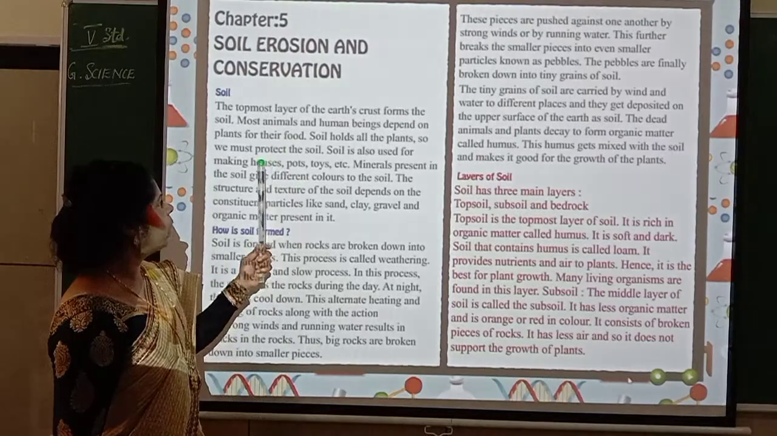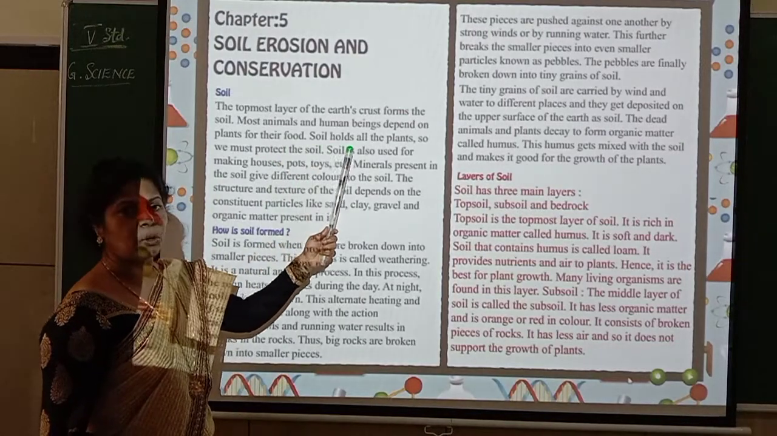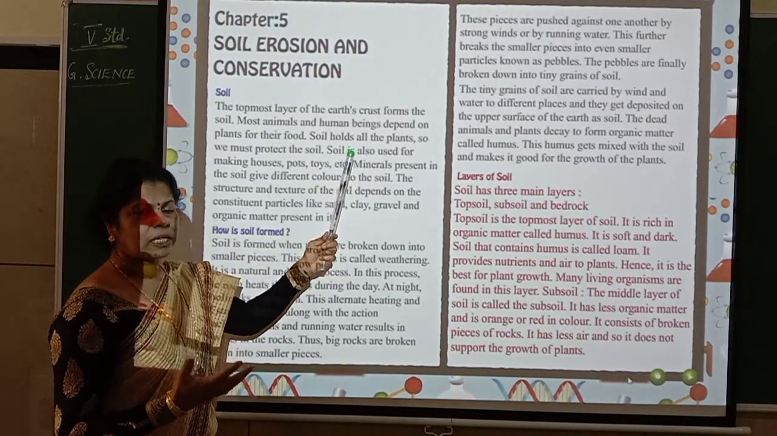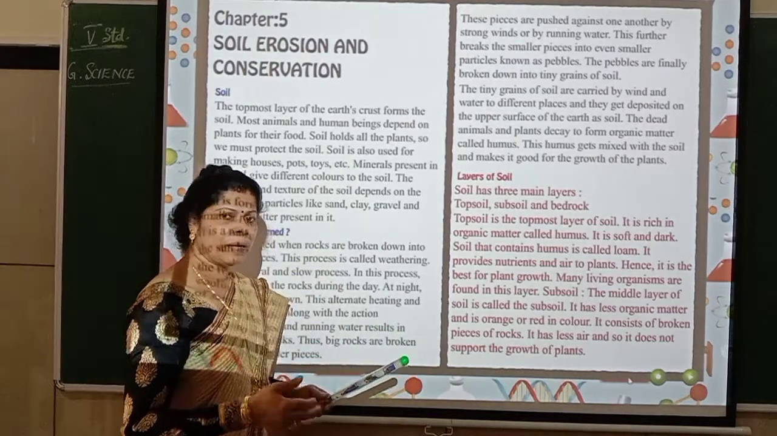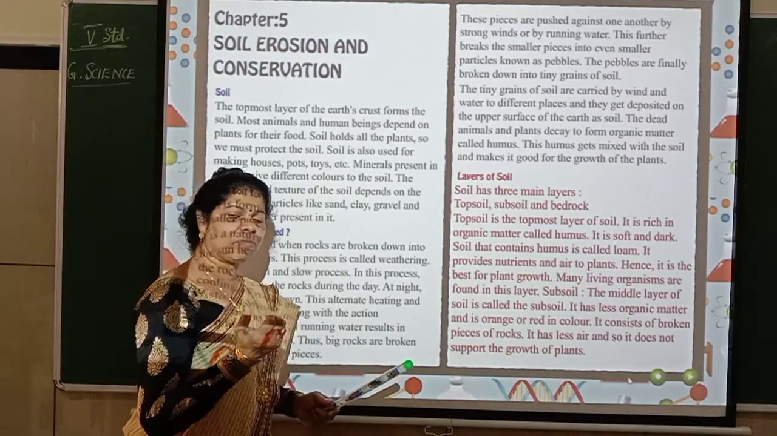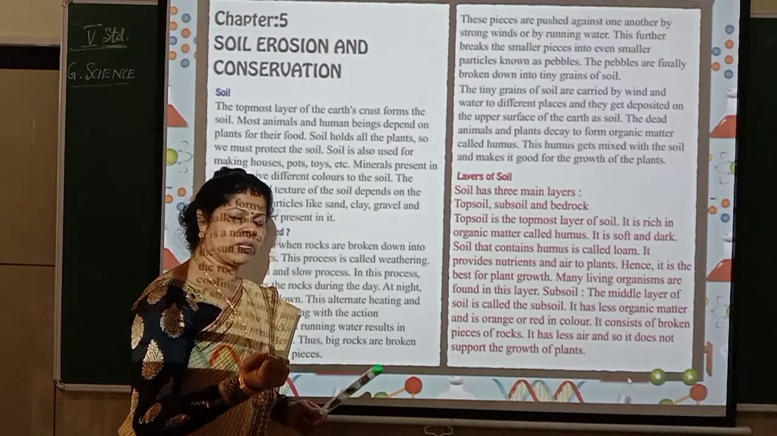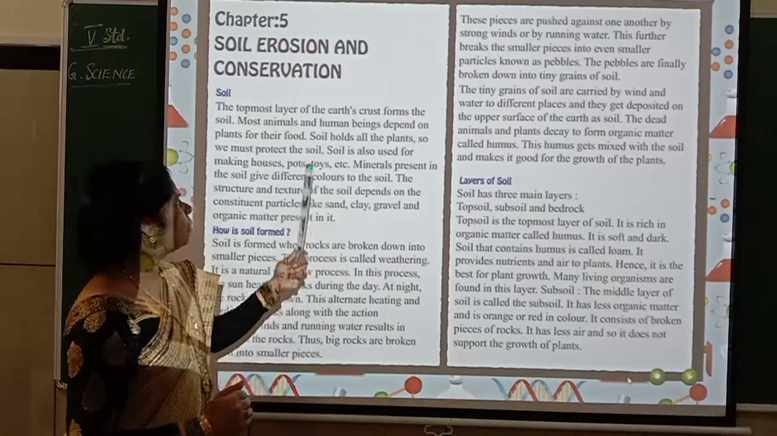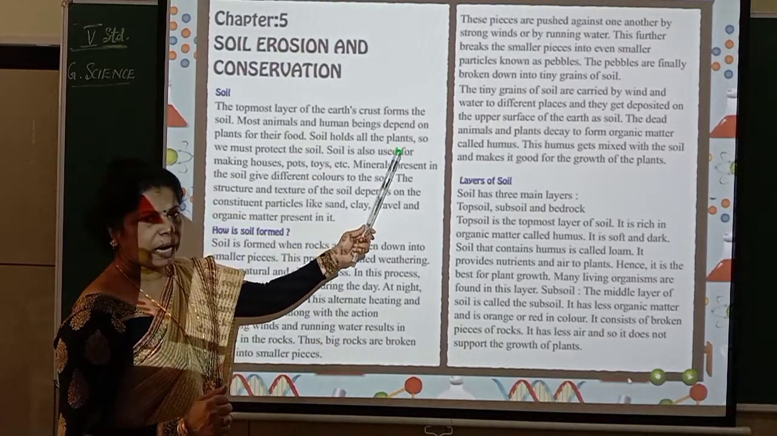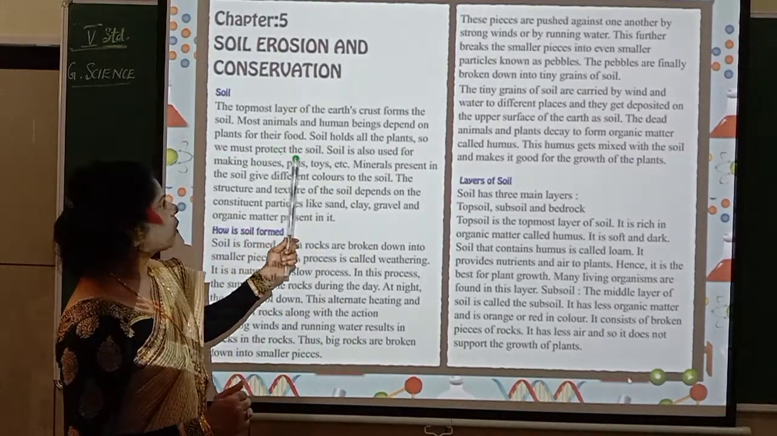So the main function of this soil is to hold the plants so that they will stand there, and moreover, when the roots go through the soil, these roots will get enough amount of water, mineral salts, everything which is required for the growth of plants. Did you understand? So, soil holds all the plants. So, we must protect the soil.